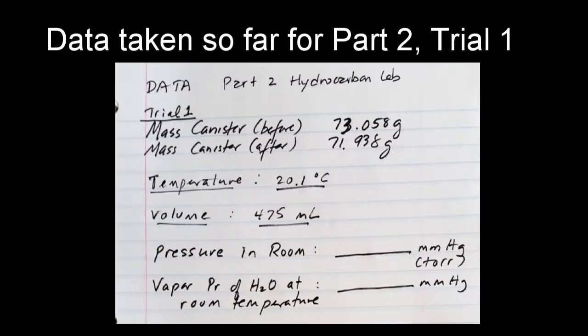And here is the data we have so far for trial 1 of part 2 of the Hydrocarbon Lab. We have the mass of the canister before and after dispensing the unknown gas. We have also measured the temperature at 20.1 degrees C and the volume of 475 milliliters. You'll see that on the data sheet there's room for measuring the pressure in the room, the atmospheric pressure, that is. And you'll also see that we have another entry for what the vapor pressure of water is, which we're going to look up in a book in the laboratory, and that's also needed for the calculations that are coming.